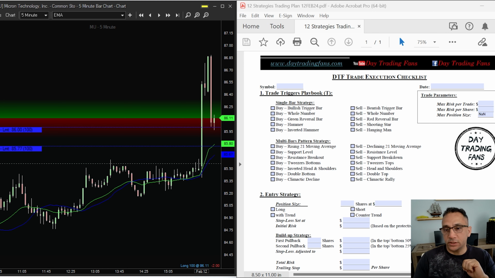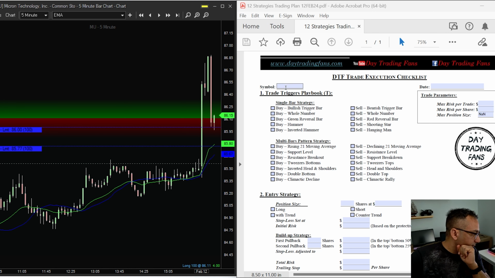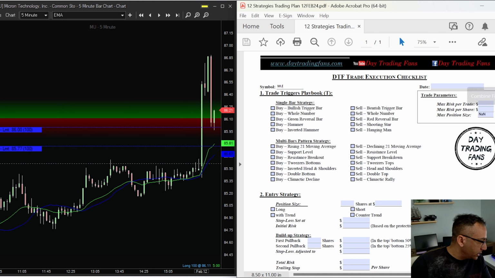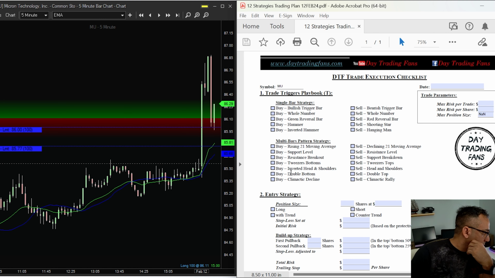We're gonna have our stop loss before that huge trigger bar. That's a trigger bar right there. Oh, I forgot to actually fill out the form. So we're gonna actually work on the form. So MU is a trade, and that is a retracement. A whole number right there. So marking that.